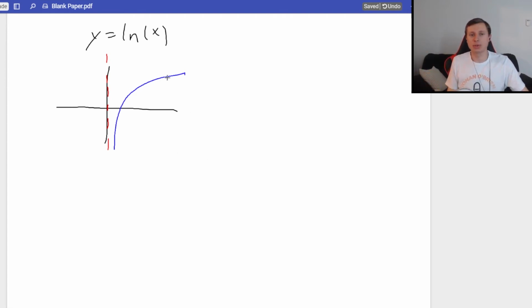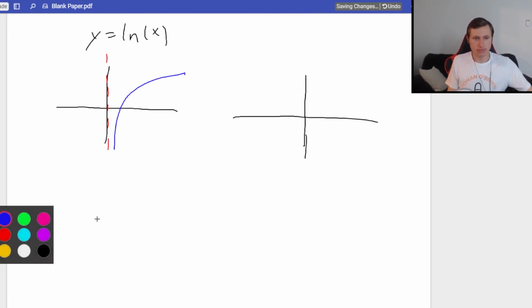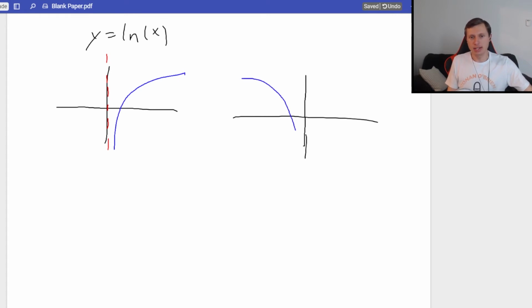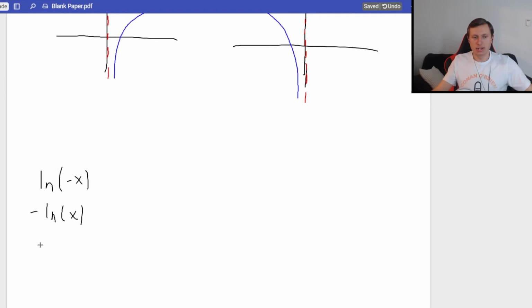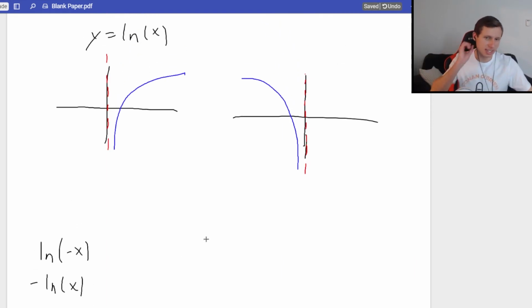So y equals natural log of x. This is that function. Now here's the next one. It looks like this, and there's a vertical asymptote right here. I'll give you the answer choices. It's natural log of negative x, negative natural log of x, or negative natural log of negative x. Which one is it?